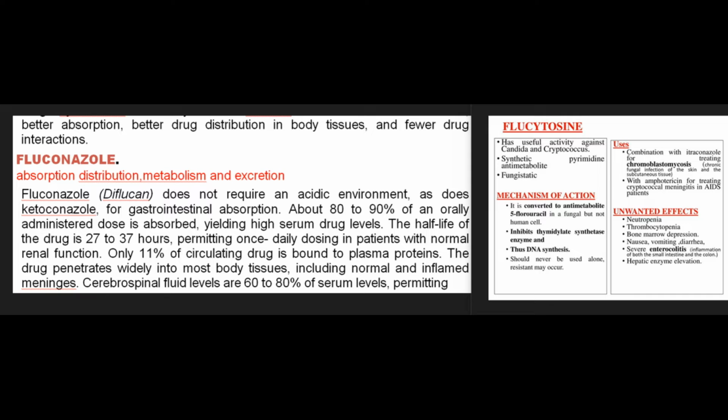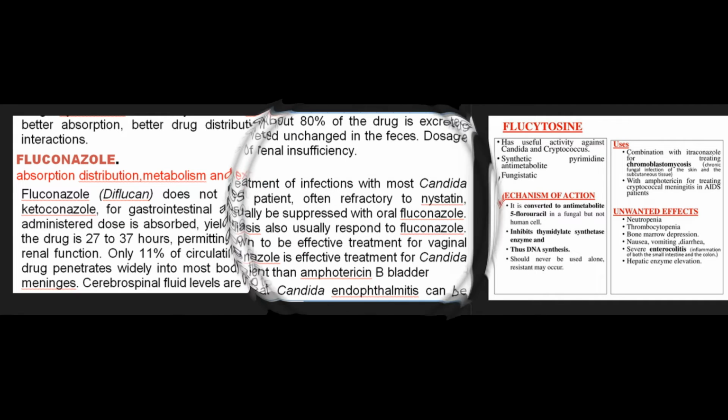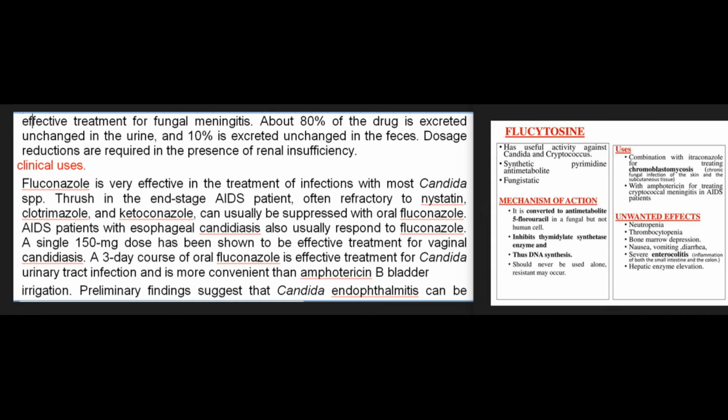The drug penetrates widely into most body tissues, including normal and inflamed meninges. Cerebrospinal fluid levels are 60 to 80% of serum levels, permitting effective treatment for fungal meningitis. About 80% of the drug is excreted unchanged in the urine, and 10% is excreted unchanged in the feces. Dosage reductions are required in the presence of renal insufficiency.